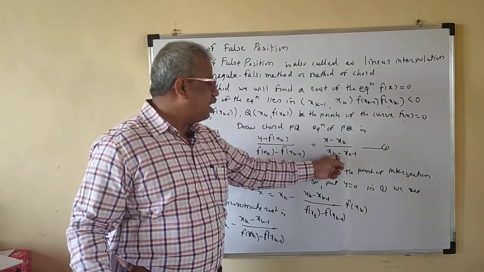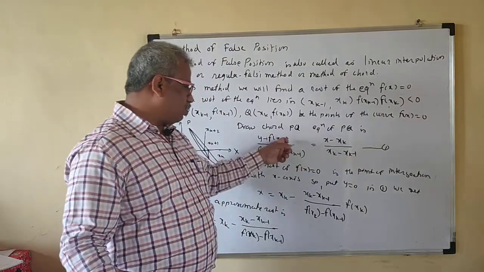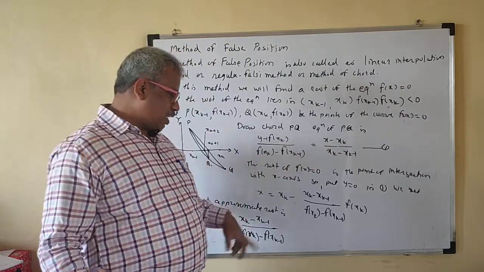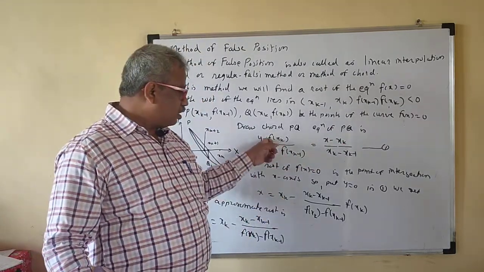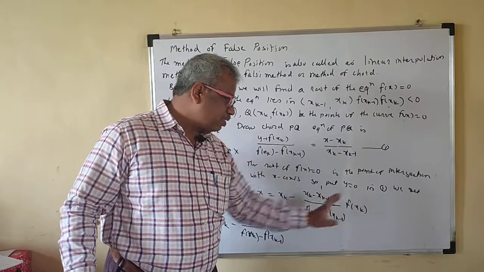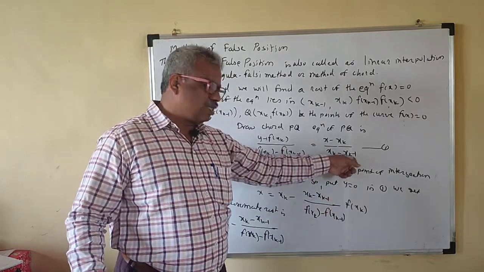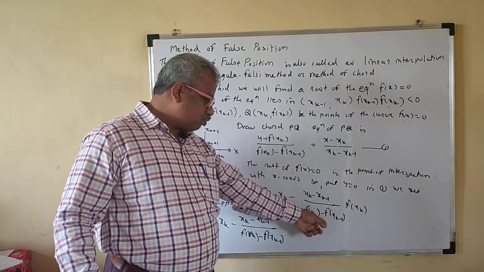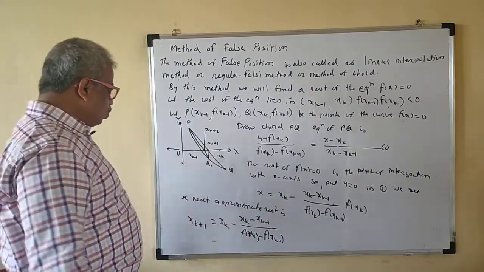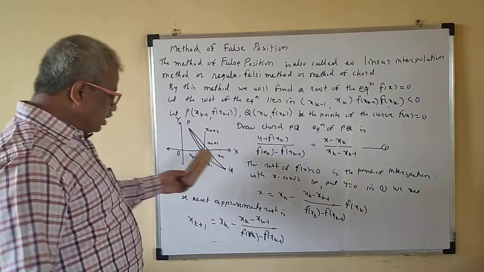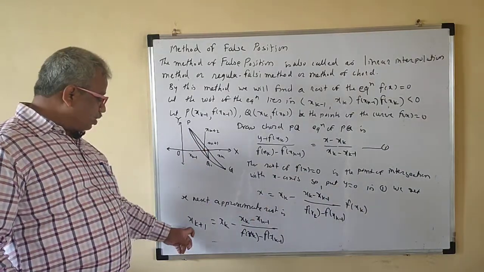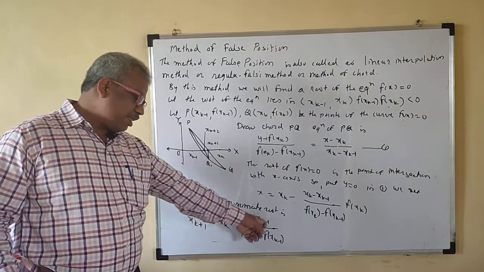So what I did, x_{k-1} I have shifted here. Then x minus x_k remains here, and x_k I have shifted here. This is minus f(x_k). Just I have shifted this x_{k-1} to this side. So this is x_k minus x_{k-1} upon this. Therefore the next approximation, which I am calling x_{k+1}, is x_k minus this quantity.